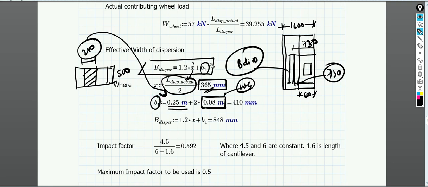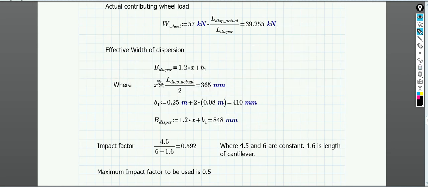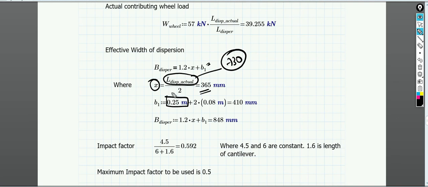So if you do this calculation, then you can find out the b dispersed. So b dispersed is coming out to be around 848 mm. I hope this part is clear. So x is whatever actual dispersion length we have calculated, 730 divided by 2, and b1 is the width of the wheel that we take from the standard IRC, plus 2 times the wearing coat thickness. If you add these, we get b dispersed.